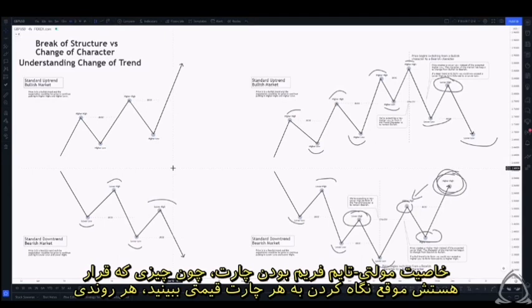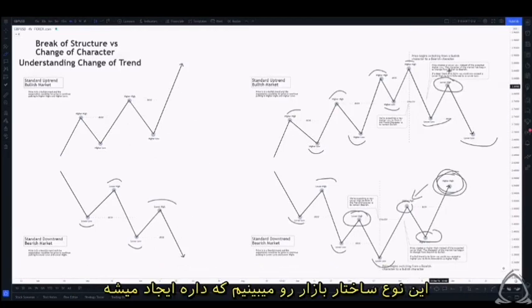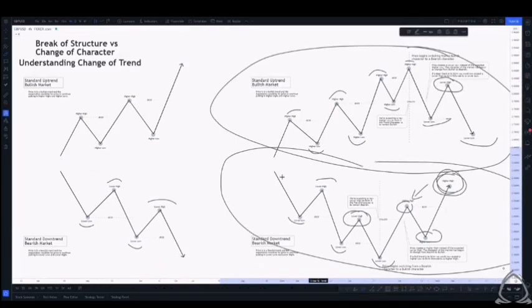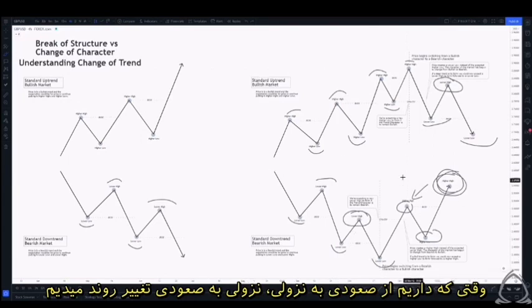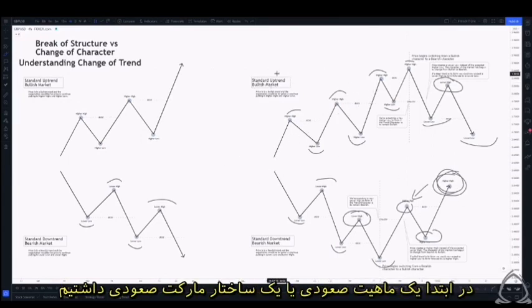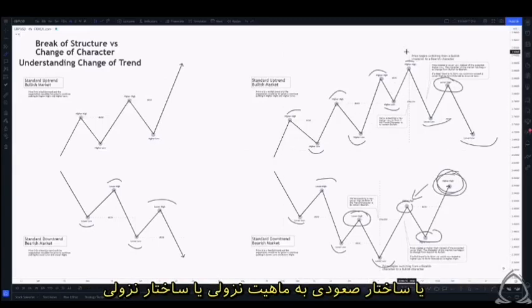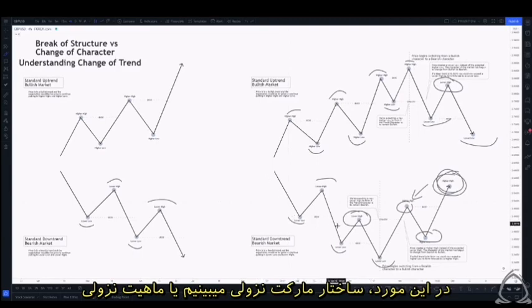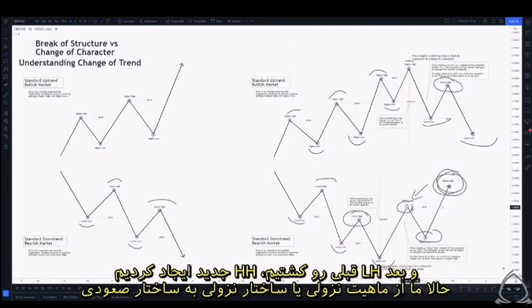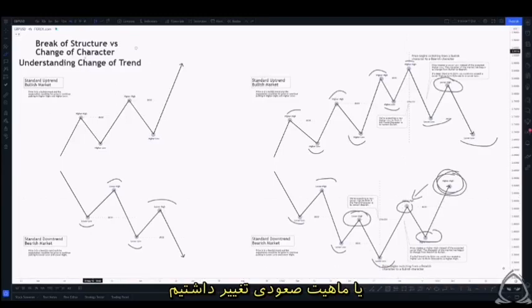to the multi-time frame aspect of the chart, because what you're going to see when you look at any price chart, any trend, is this type of market structure playing out when we're switching from bullish to bearish, bearish to bullish. Initially, we had a bullish character or bullish market structure. Once we break the previous higher low, we have then switched the character from bullish character or bullish structure to bearish character or bearish structure. In this case, we are seeing bearish market structure or bearish character, and then we broke the previous lower high, forming a higher high. We've now switched from bearish character or bearish structure to bullish structure or bullish character, which is why it's called the change of character.